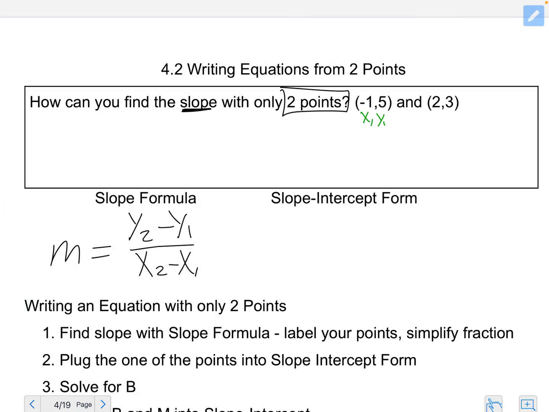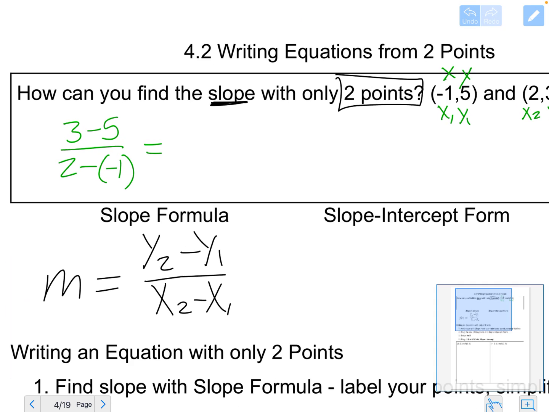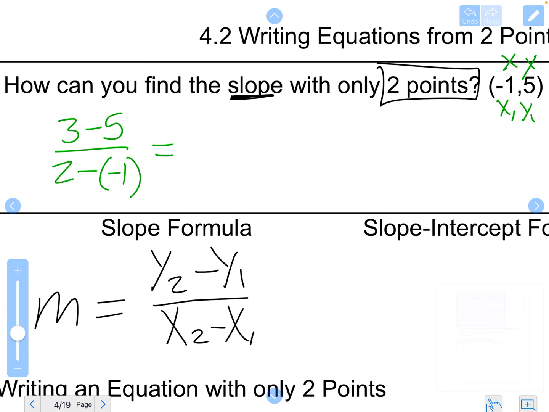So we have an x1, y1, x2, y2. Because remember, on our points, x always comes first. The first point is 1. The second point is y. So our y2 is 3 minus our y1 is 5. Our x2 is 2 minus, and then we put a negative 1. What's super important is that we put that double negative, because that double negative tells me to add. So I'm going to have a negative 2 over 3. And so that is our slope.